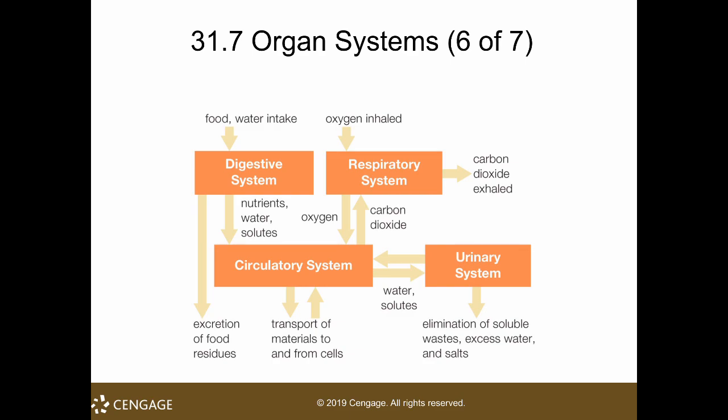The same goes for the respiratory system. The respiratory system takes in the oxygen that is inhaled and expels the carbon dioxide. The oxygen that is taken in is transferred again to the circulatory system for distribution to the body. And the circulatory system is the one that delivers carbon dioxide to the respiratory system for expulsion. And then the circulatory system, again, works closely with the urinary system to maintain the balance, the pH, and the composition of the blood.